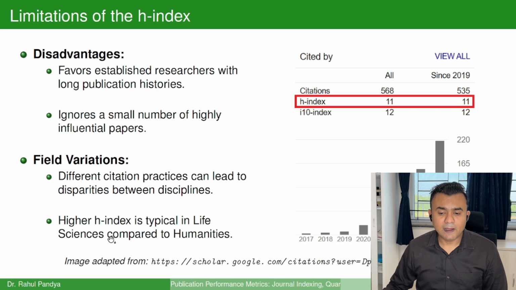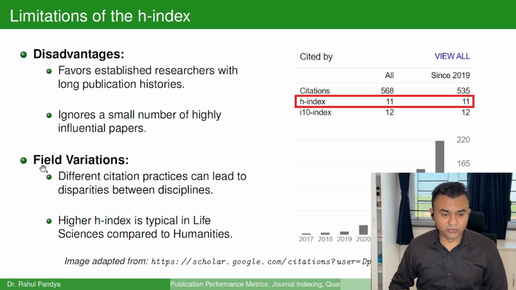However, there are a few limitations also. The disadvantages are, for example, that it favors established researchers with long publication histories. Let's say an older researcher has many papers and a higher H index, then naturally their count is larger than that of new researchers who are just stepping into the field. And it ignores a smaller number of highly influential papers also.